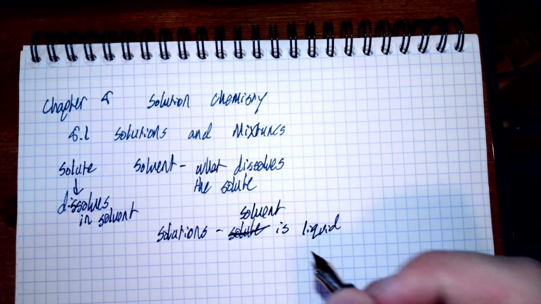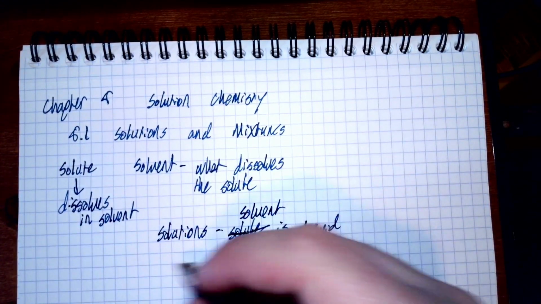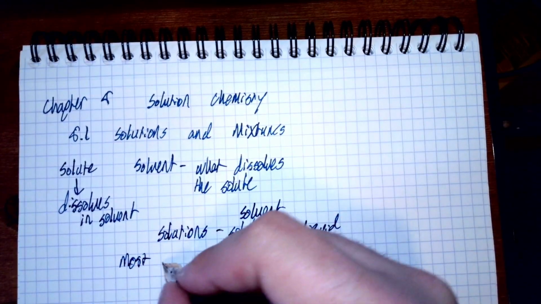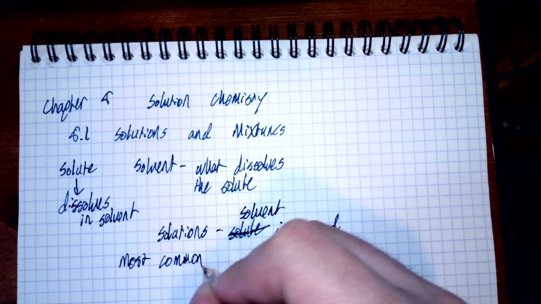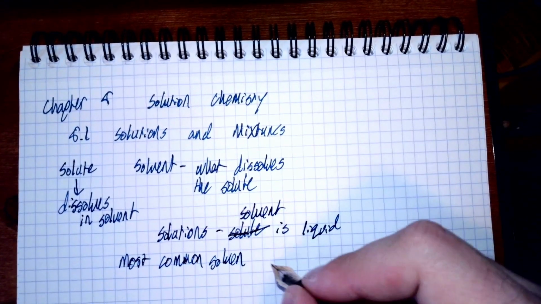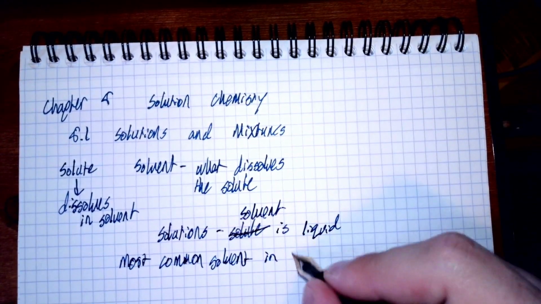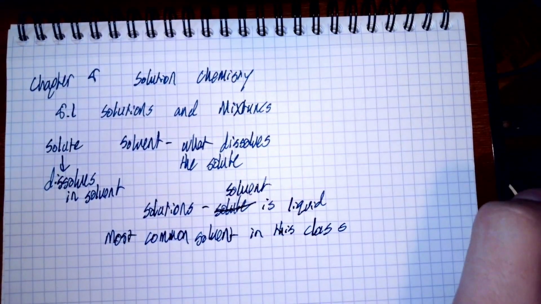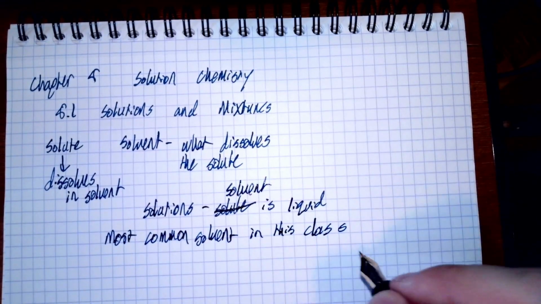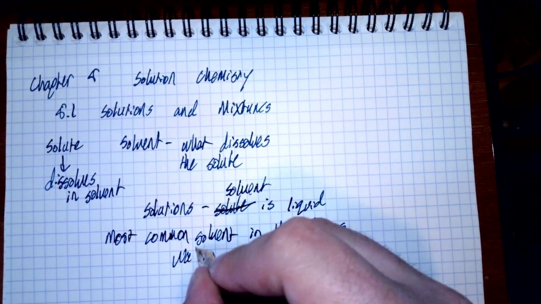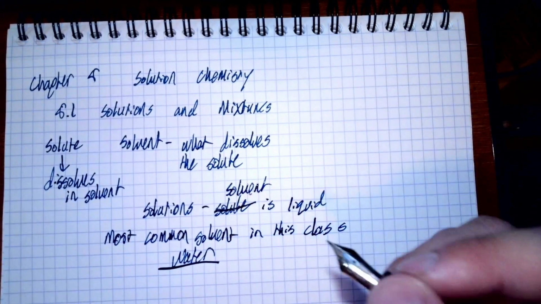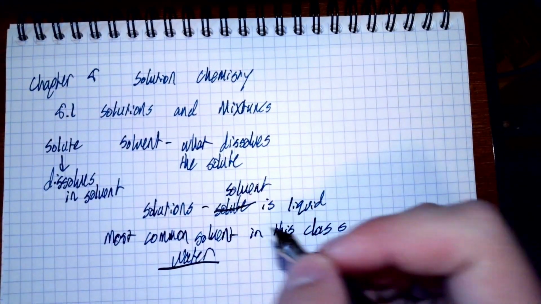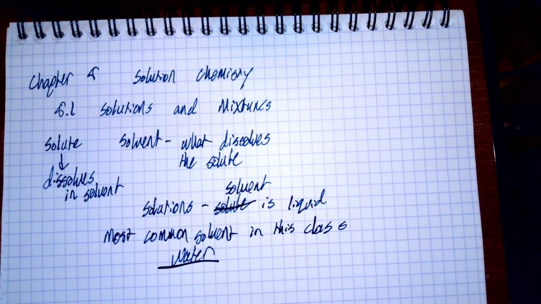And to get even a little bit more specific, our most common solvent in this class, and actually I could probably generalize that to solutions that we'd find anywhere in the world, our most common solvent in this class is water. All right. Now, how do we define what's the solute and the solvent? Basically, the rule of thumb that I use is that whatever we have more of is the solvent.